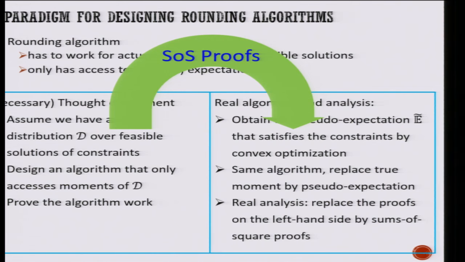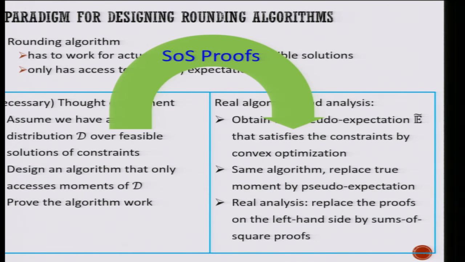Usually this proof is not going to be trivial. It's going to be a little bit technical, but it won't be something super hard. Because in some sense, you have already known that something is true, and you only need to find the sum of squares proof that shows it's true. So usually it's relatively simple.